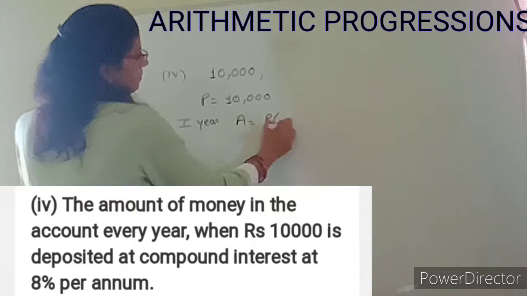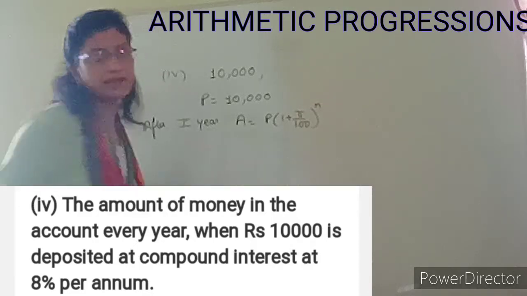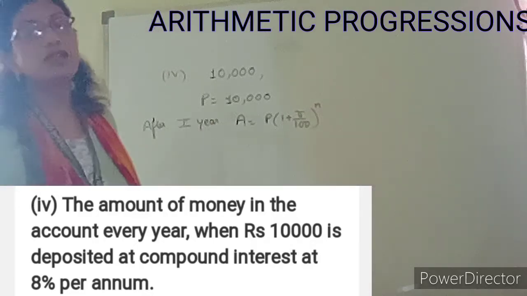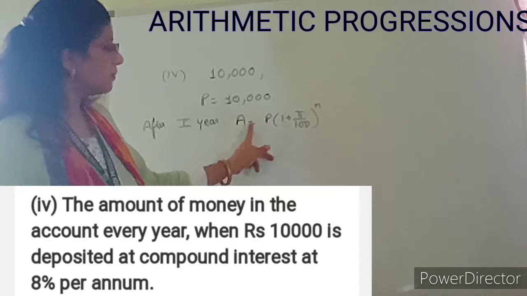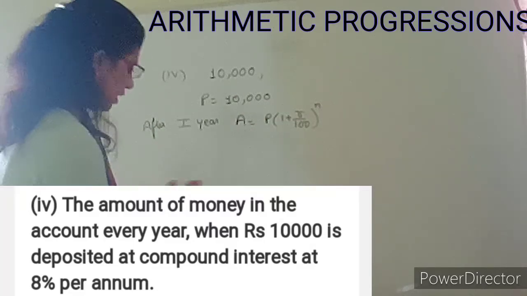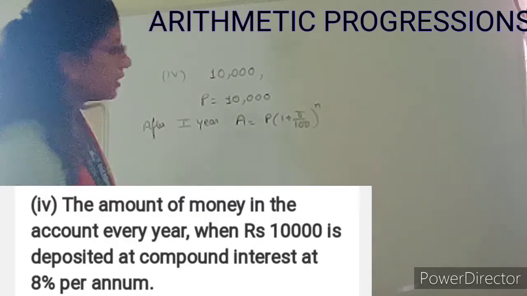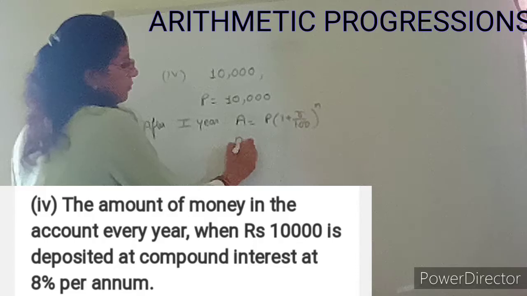Amount will be principal times 1 plus r upon 100 raised to the power n. You remember this formula, the compound interest formula: amount equals principal times 1 plus rate upon 100 raised to the power n. Now what is given? 8% per annum rate they are taking. So at the end of the first year, what is the amount?